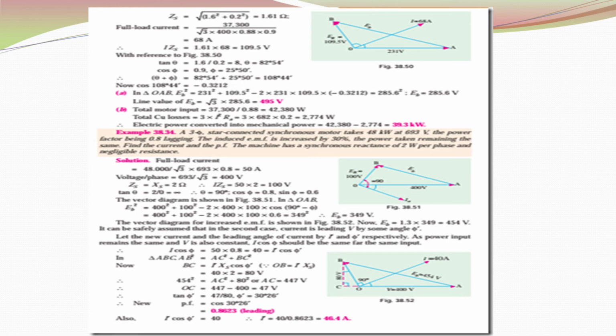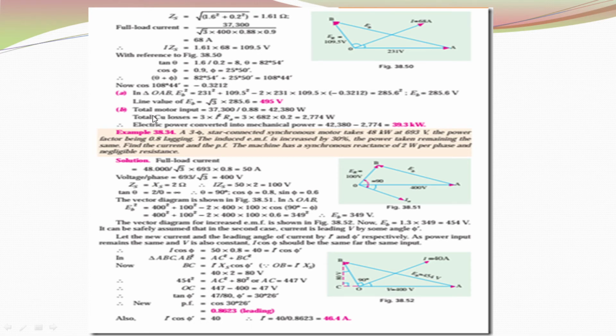So in triangle OAB, EB square is 231 square plus 109.5 square minus 2 into 231 into 109.5 into minus 0.3212, that is equal to 285.6 volts. Line value will be equal to root 3 times phase value because it is a star connected motor. So line voltage is root 3 times phase voltage. Root 3 times 285.6 is your value of line voltage.